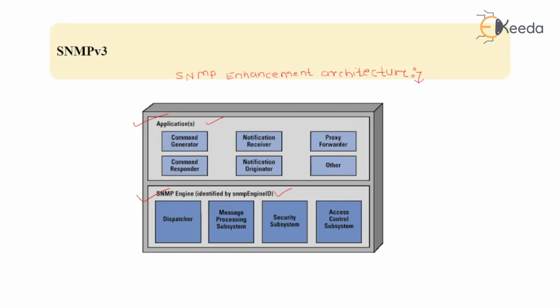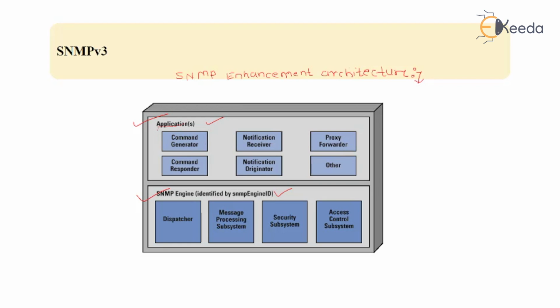There is a lot of difference between the architecture of SNMP V1, V2 and V3. Most probably we can say that SNMP V1 and V2 are much more similar in the architecture format, but SNMP V3 has a completely different architecture. As we can easily observe in a particular slide, there are 2 layers of SNMP V3 architecture. The first layer is the application layer and the second is the SNMP engine, which is identified by the SNMP engine ID.